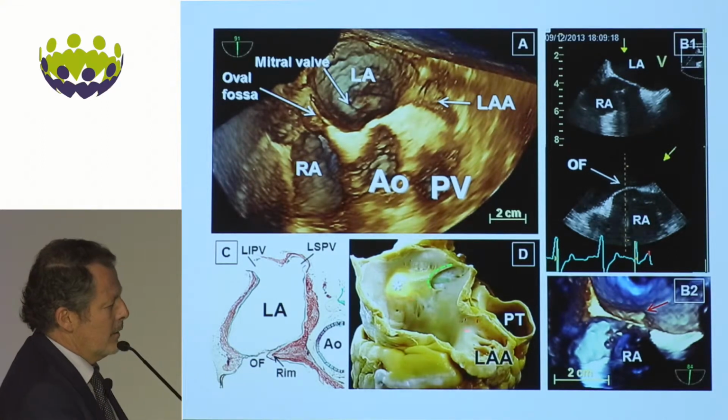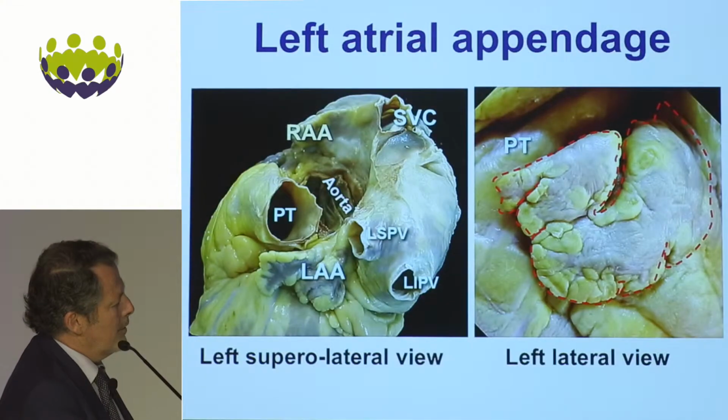Please note all these trabeculations, and this is the orifice of the left atrial appendage. The left atrial appendage can be seen here. Please note the transverse sinus of the pericardium. This is the right atrial appendage, the superior and inferior vena cava.